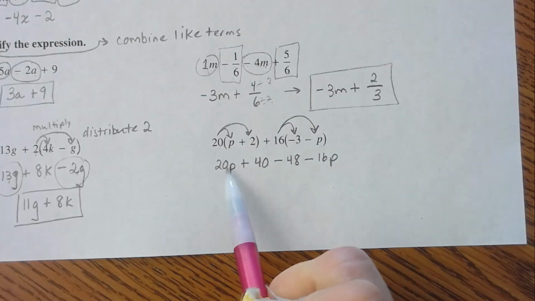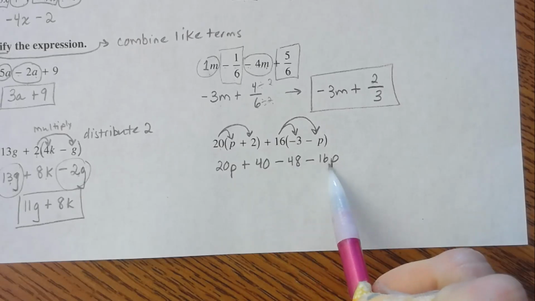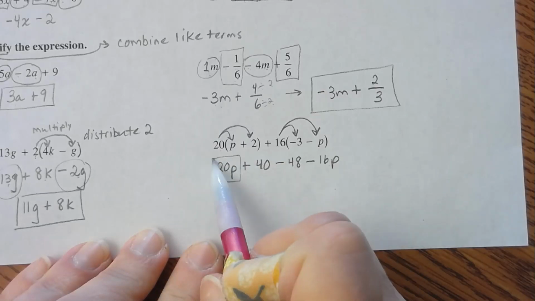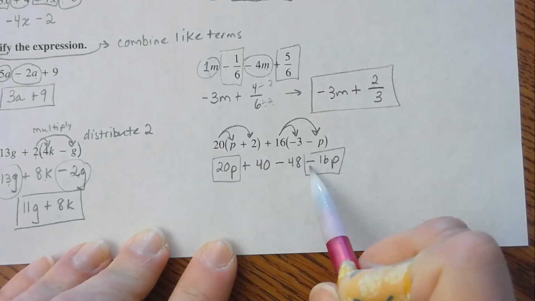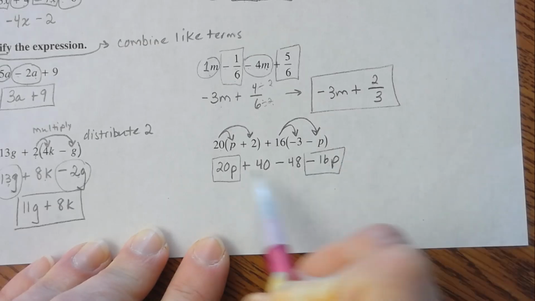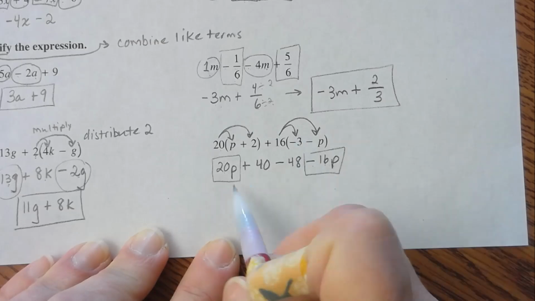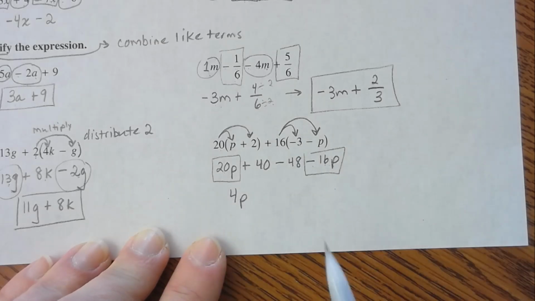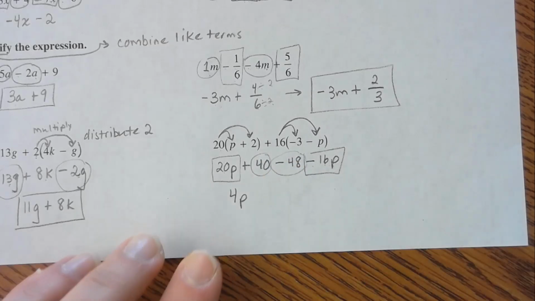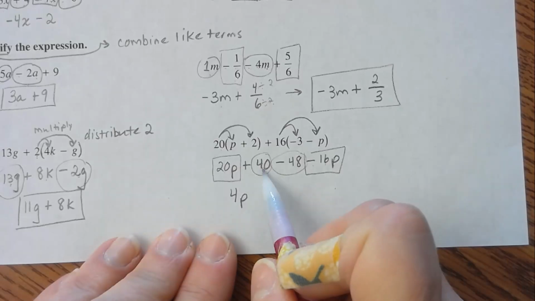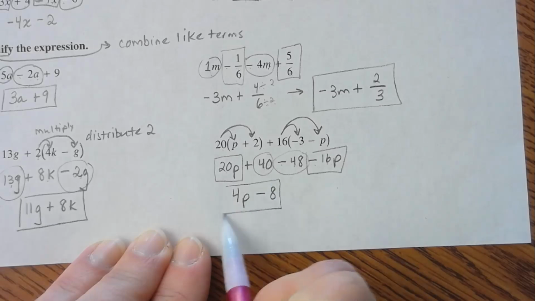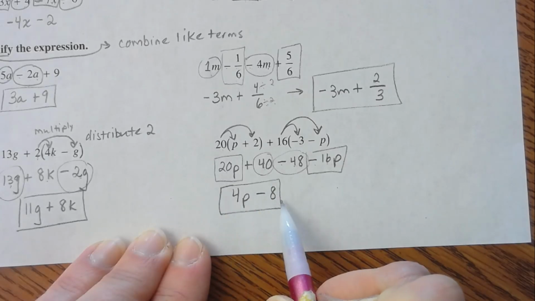Now I have 4 terms. 1, 2, 3, 4. I'm going to combine the ones that are alike. This term, 20p, and this term, negative 16p, are alike. They both have the same variable. 20 minus 16 is 4p. The terms in the middle, 40 and negative 48, are alike. They don't have a variable. 40 minus 48 is negative 8. This is my simplified expression.